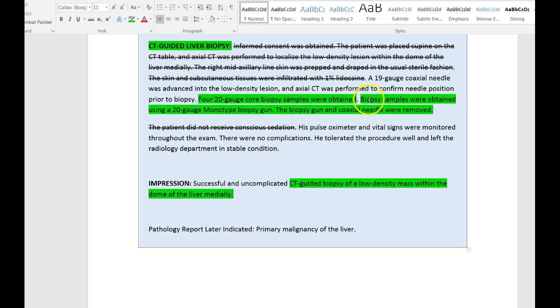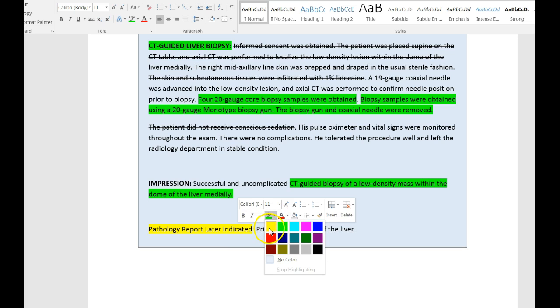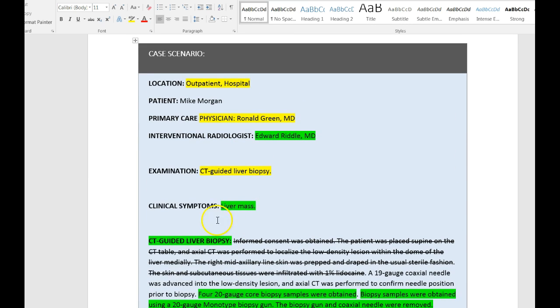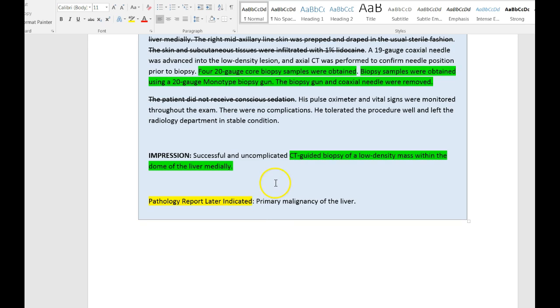Now, biopsies are samples that the provider sent for further examination to determine what type of mass this is. We have a pathology report. So the pathologist has reviewed this particular sample, and now he has a confirmed diagnosis of primary malignancy of the liver. So we've completed our procedure portion. We have a diagnosis for the reason for the visit, or the clinical symptom, which is a liver mass. But since the mass had a further examination by a pathologist, we have one diagnosis: primary malignancy of the liver.